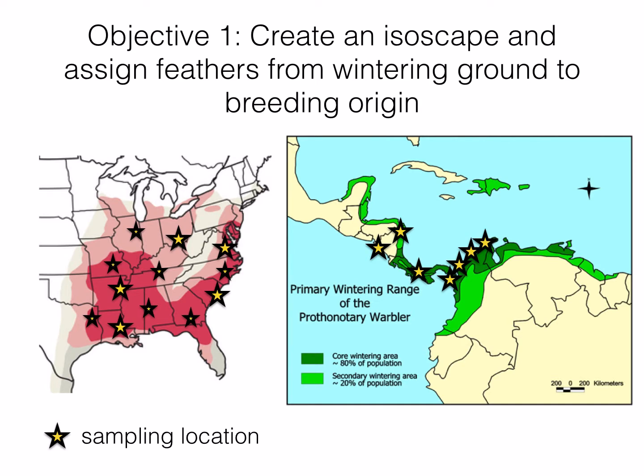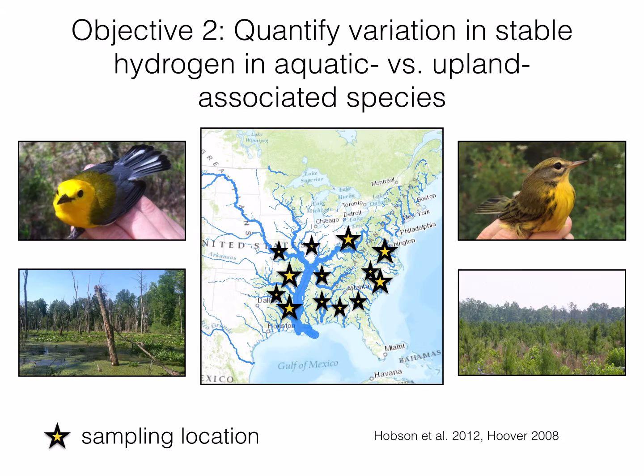As I mentioned previously, hydrogen isotopes are correlated with precipitation, including water found in lakes and rivers, which brings us to our second objective. Previous studies have noted that there may be issues with using hydrogen isotopes for species associated with aquatic habitats like wetlands and riparian areas. Processes related to the hydrology of wetlands and the north-south flow of large rivers may result in outlier stable hydrogen values for species growing feathers in these areas.